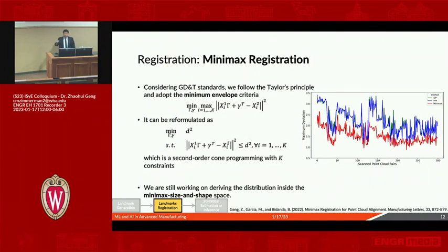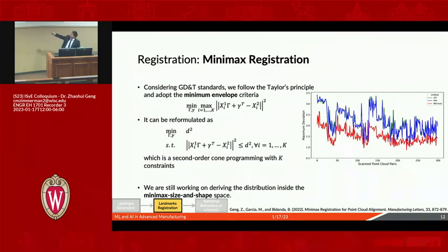So therefore, we model this as a minimax problem, taking the maximum for each point with respect to these point clouds. Our minimization step takes on the rotation matrix and the translational factors, and the maximum looks at all the points, all the pairs of point clouds. Generally, a minimax problem is very hard to solve. Fortunately, we can reformulate this problem into a second-order cone programming by some small tricks.